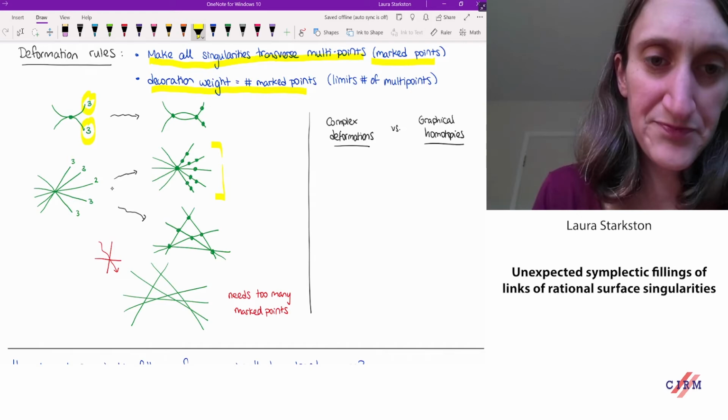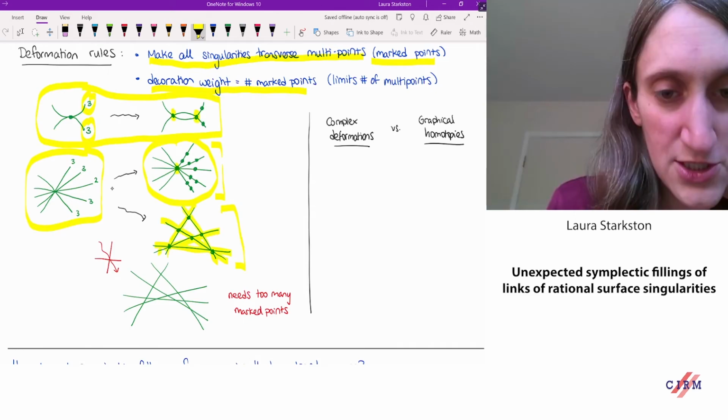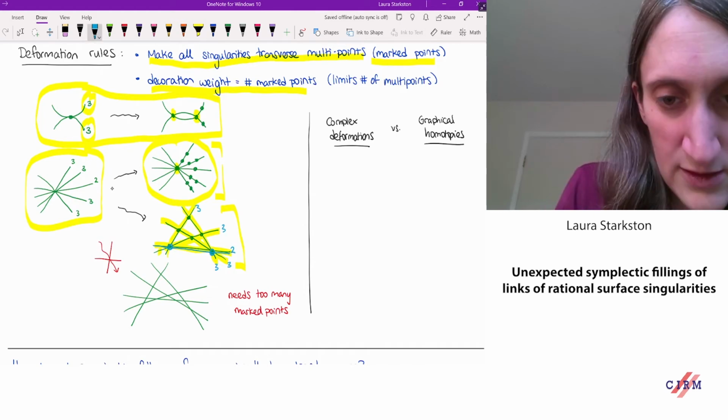And this actually is a complex deformation. I can just rescale the linear equations that describe this straight complex line arrangement to get it down to the pencil. And this satisfies the weight constraints. There's one of these components with only 2 marked points, and the others have 3 marked points. And that's aligning with what we had.